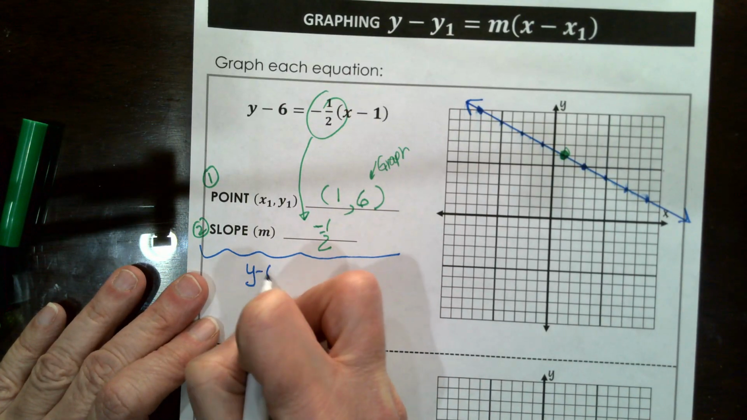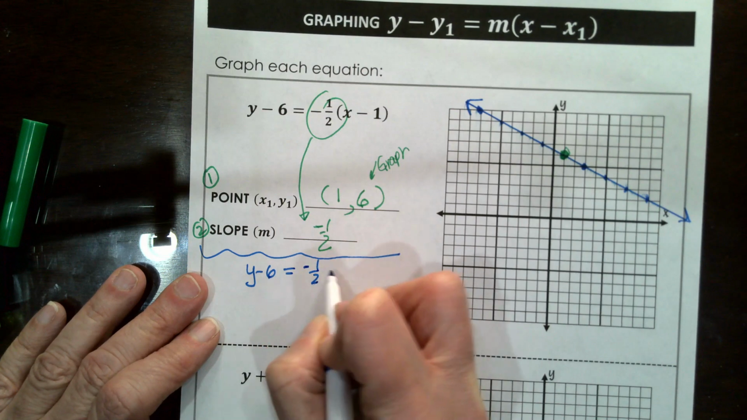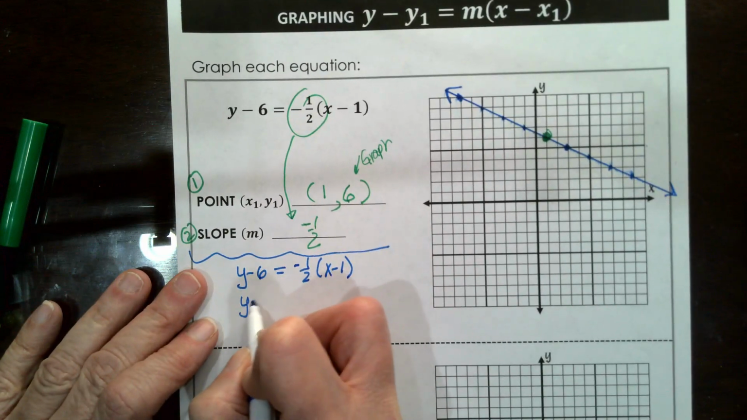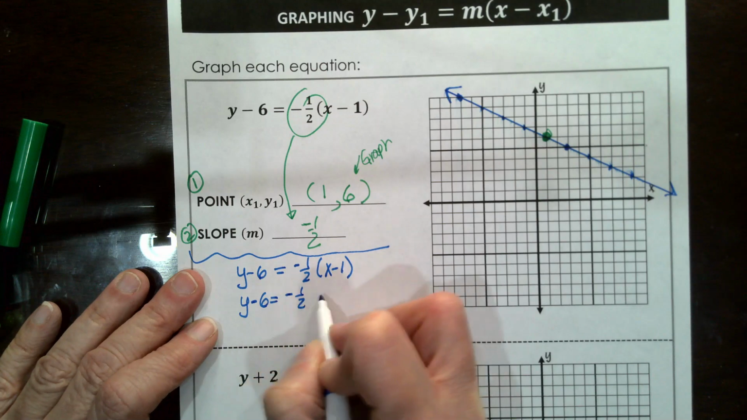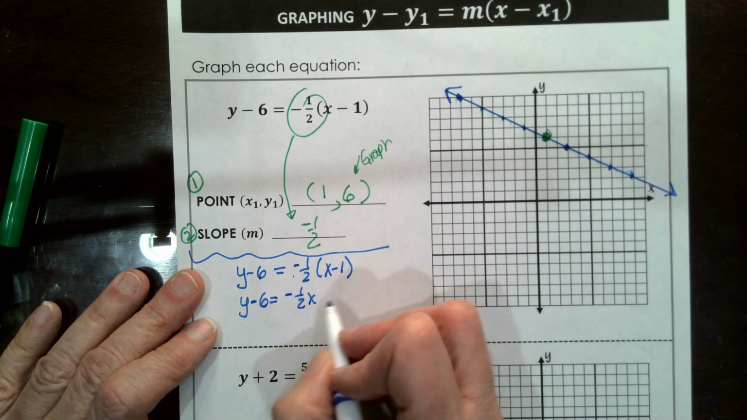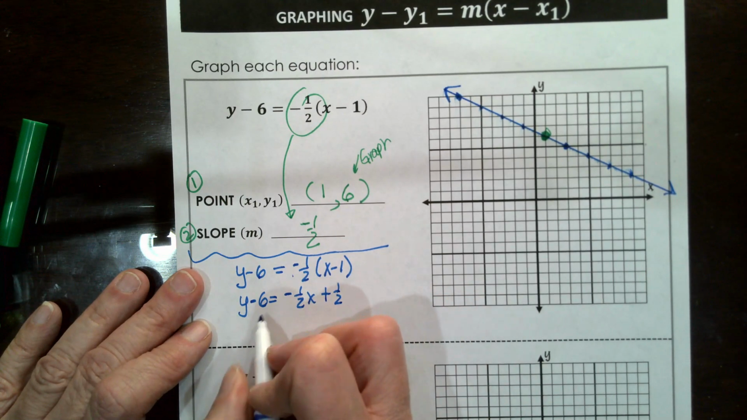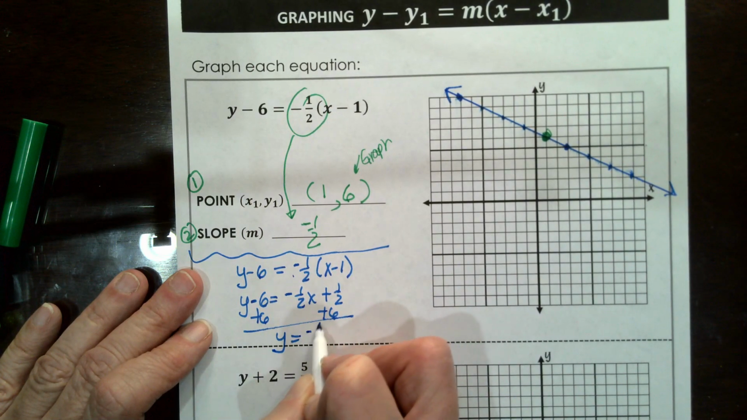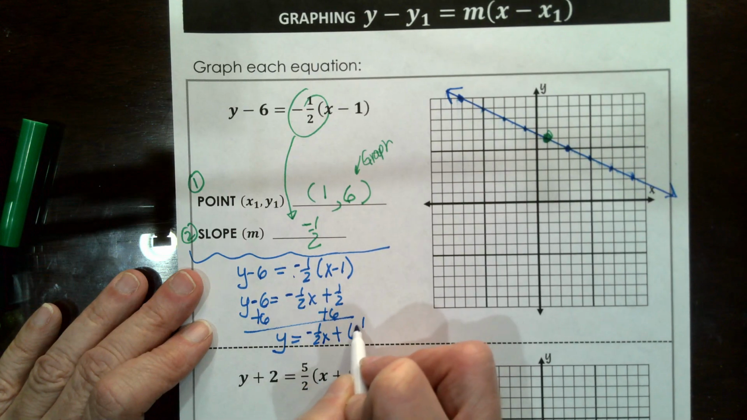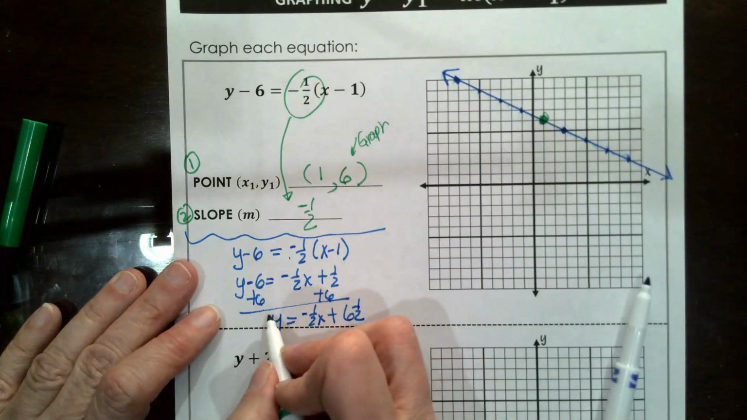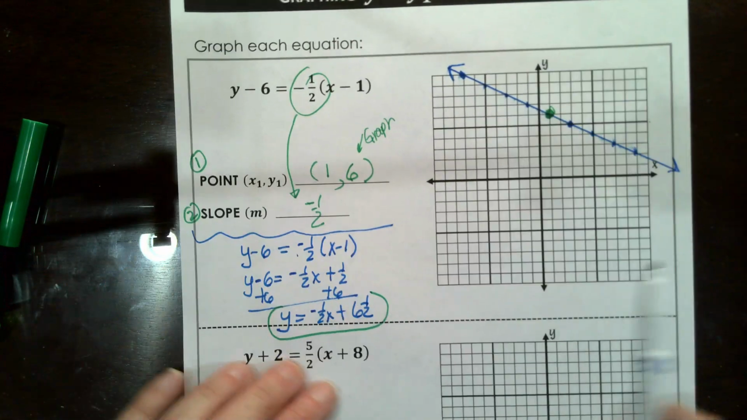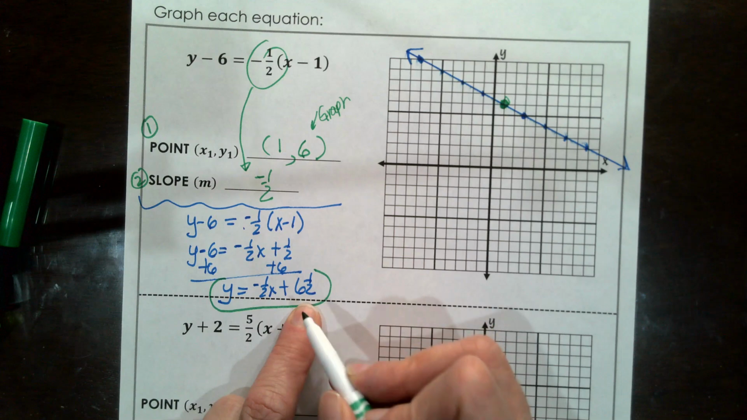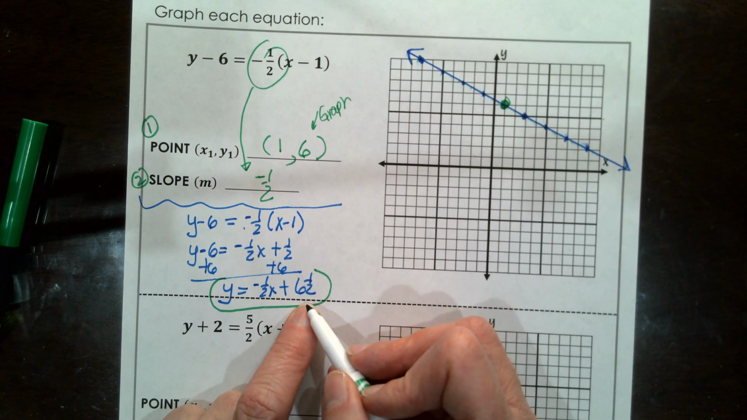So if I say y minus 6 equals negative 1/2 times x minus 1, I'm going to distribute that negative 1/2, so y minus 6 equals negative 1/2 x. Negative 1/2 times negative 1 is plus 1/2. I'm going to add 6 to both sides. So what I just did was take the time to rewrite this into slope-intercept form. And what I don't like about this is I understand the slope, but I got a y-intercept that is a number I don't want to have to deal with.